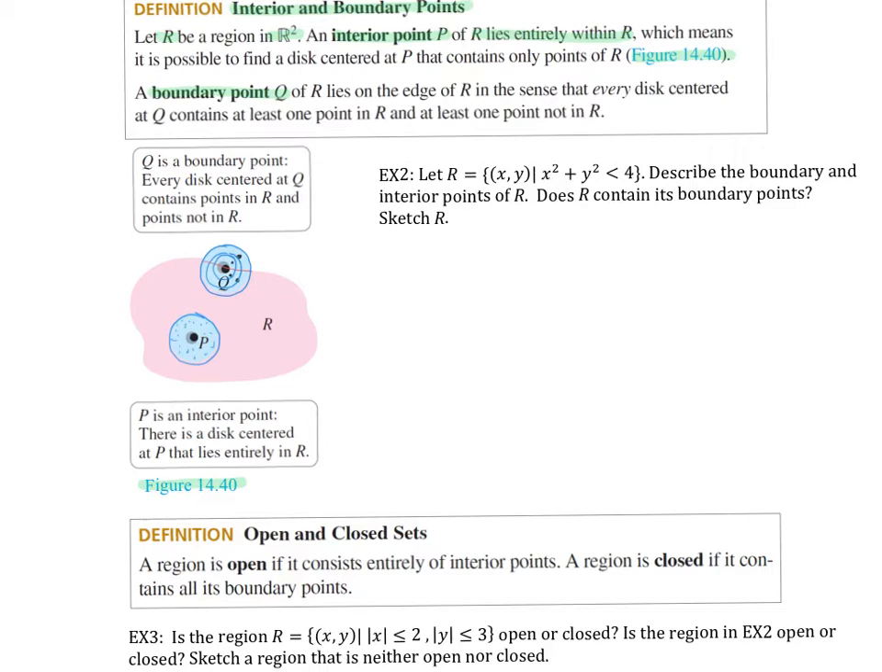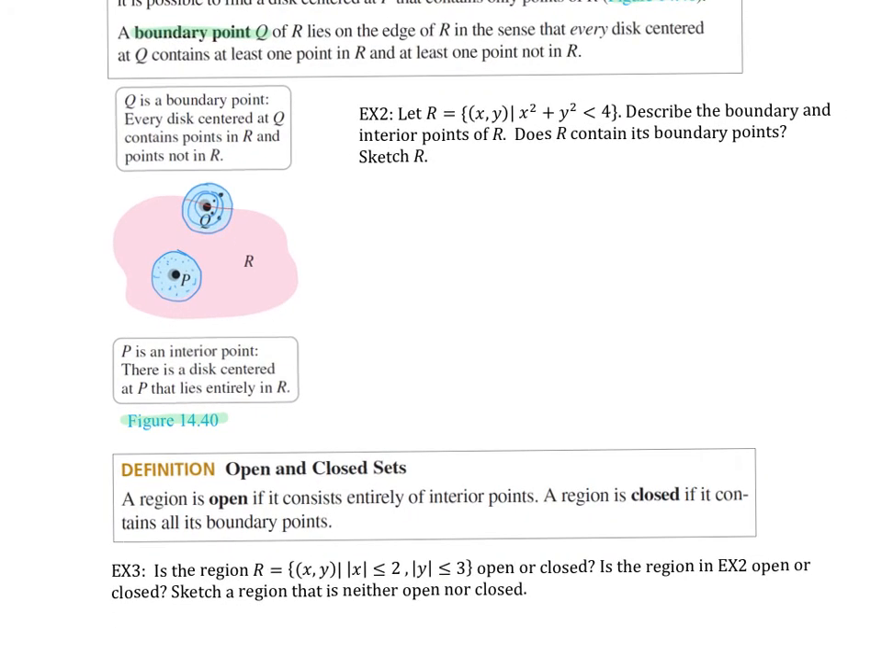Example 2, we have this region. These are all points x and y, so that x squared plus y squared is less than 4. So we want to describe the boundary and interior points of R. Does R contain its boundary points? So first of all, notice that x squared plus y squared less than 4, if I just replace the inequality with an equal sign, I get a circle with a center at the origin 0, 0 and a radius of 2. So that's the boundary. Replace the inequality with an equal sign.